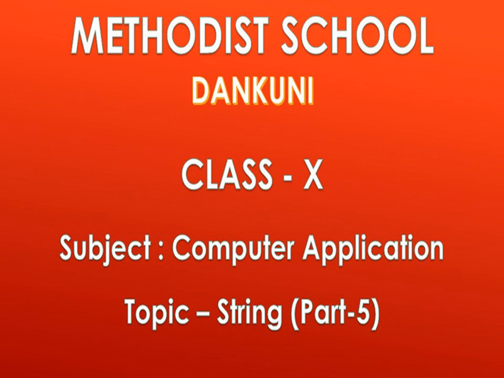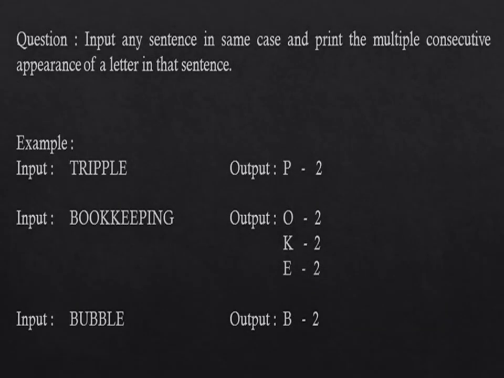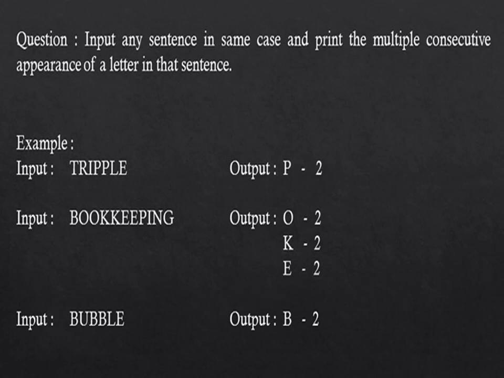Let's see the program first. The question is: input any sentence in the same case and print the multiple consecutive appearances of a letter in that sentence. Means if a letter comes multiple times consecutively, one after another, then the letter with the appearance count should be printed. Remember, if it is not consecutive, it will not be taken into account.